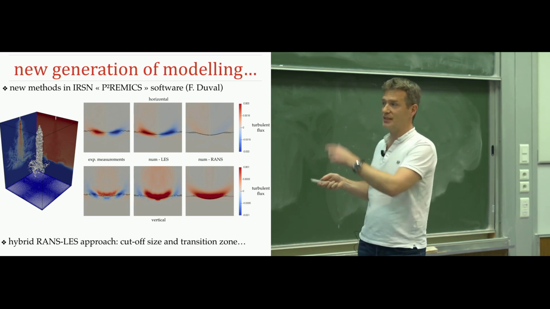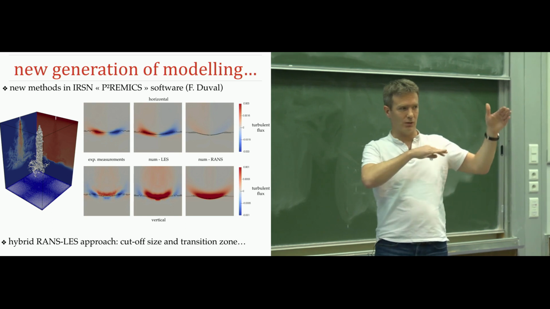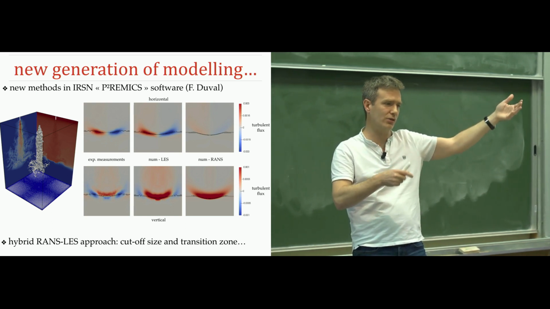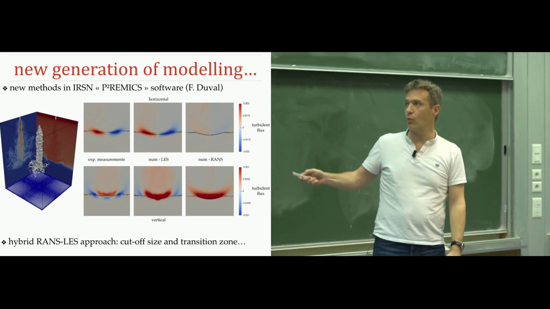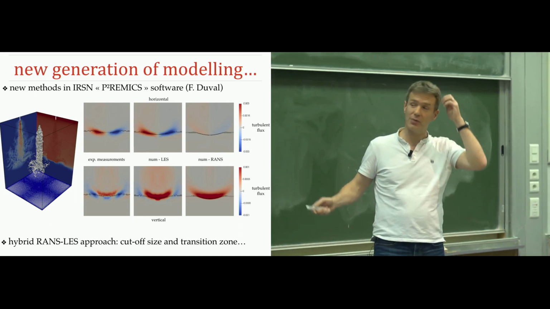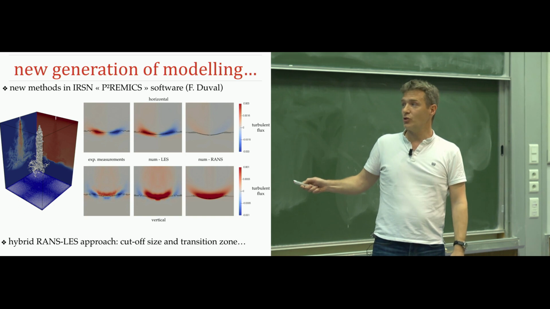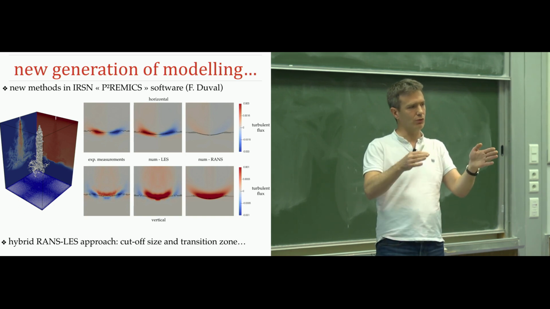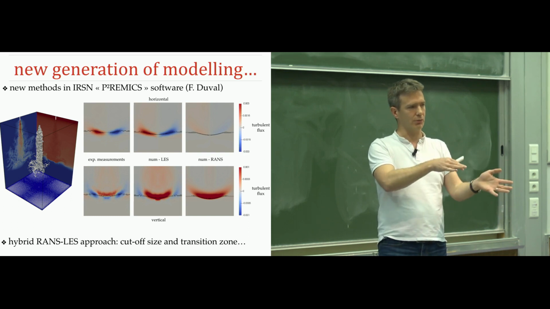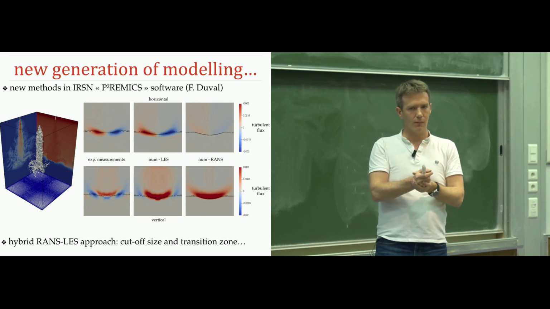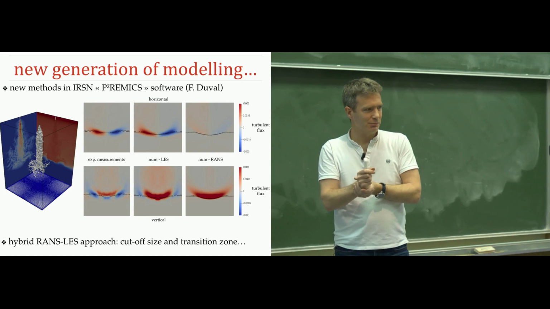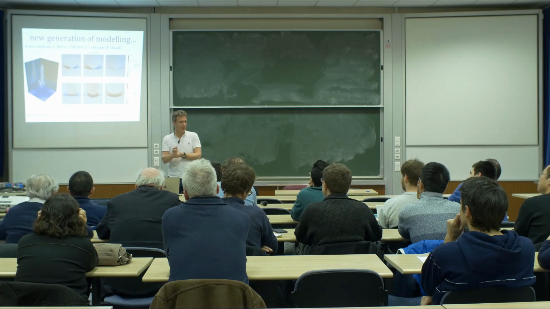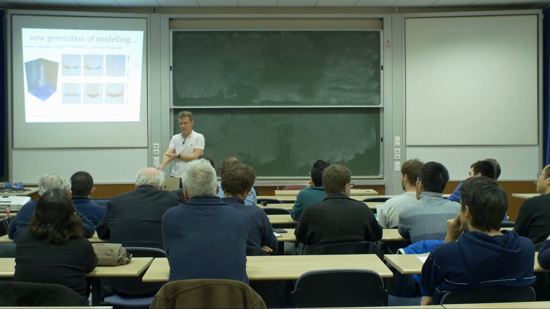But that comes with other problems that you have to deal with at the interface where you go from LES to RANS and so on. And the experiments can also help here to describe the transition zone and to give the cutoff size where you need to switch from one to the other. Okay? So that was for nuclear safety. You don't have any question on that for now?